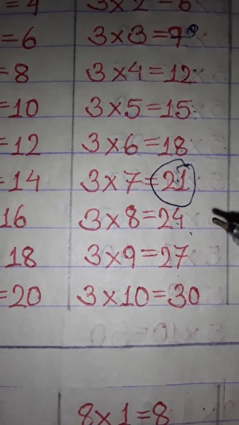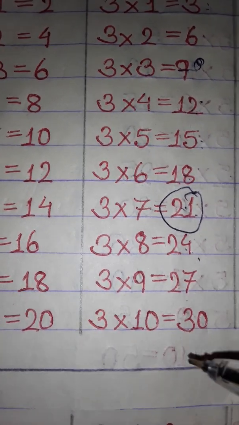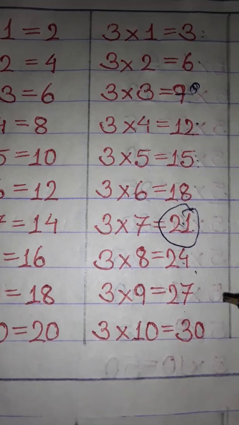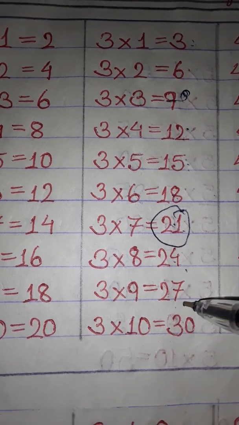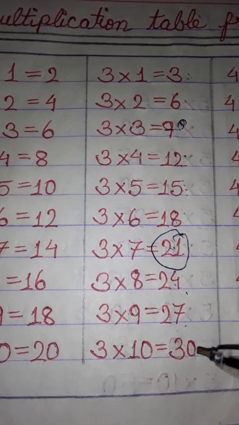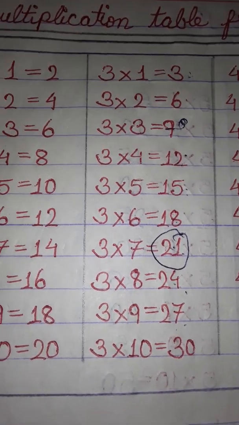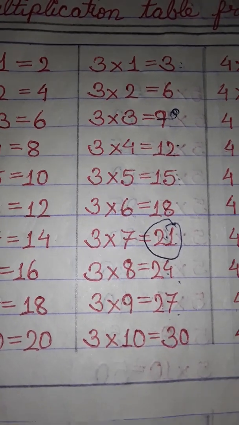Now the next one is 3 into 10 is equal to 30. This is also very easy, but you may ask me the reason for this also. So the answer of this is 27 plus 3, the answer will be 30. Now I am going to the next multiplication table, which is of 4. So please don't skip the video.